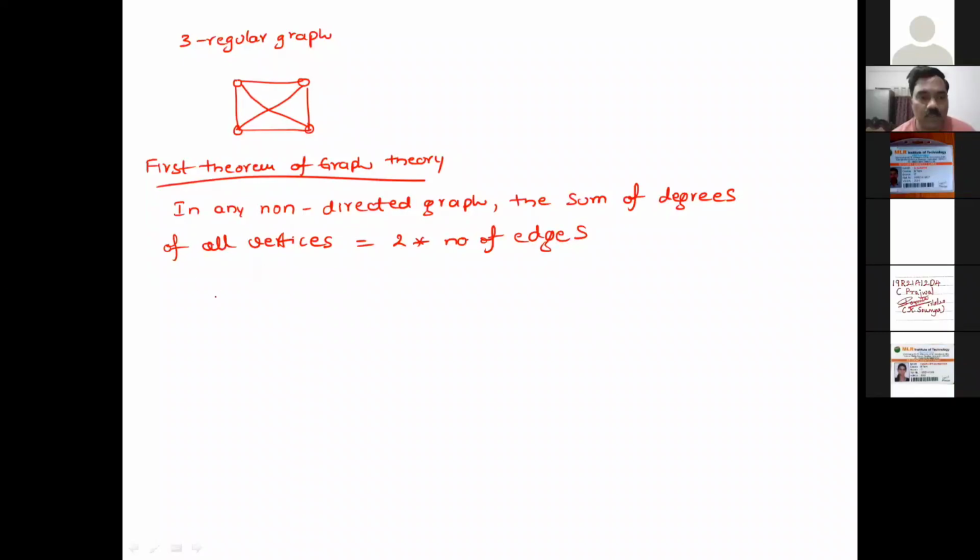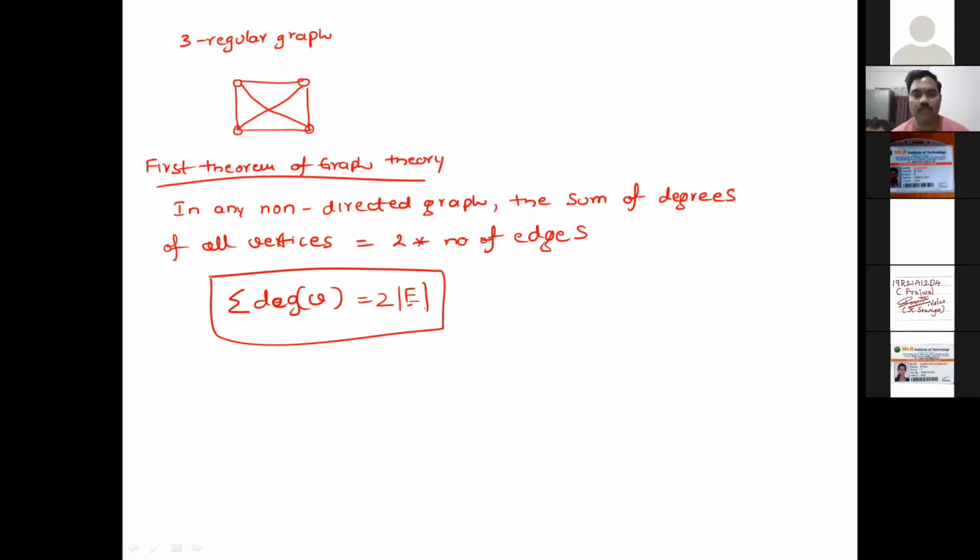Okay, that mathematically we write as sigma degree of V equal to 2 into the number of edges. You take any non-directed graph, the sum of degrees of all the vertices, where this V belongs to the set of vertices V.